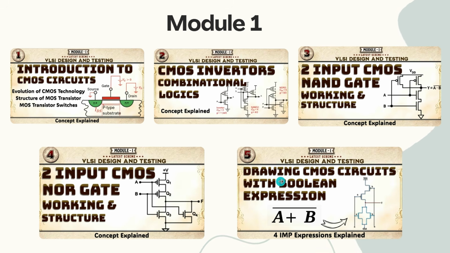Then in the fifth video, we have made you understand how to draw the CMOS circuits when some Boolean expressions are given, using both NMOS and PMOS transistors, and how they are interconnected, where the inputs and outputs are drawn, how the circuit structure looks, and how it is partitioned. Everything we have discussed in that video. Please watch it.